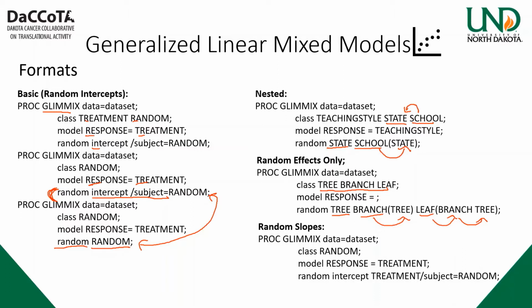Finally, we can have the randomized slope as well. You do that sort of like the random intercepts only. You know, your RANDOM statement, and your CLASS statement, and then instead of just intercept and then subject, you include whatever your treatment is in your random intercept.